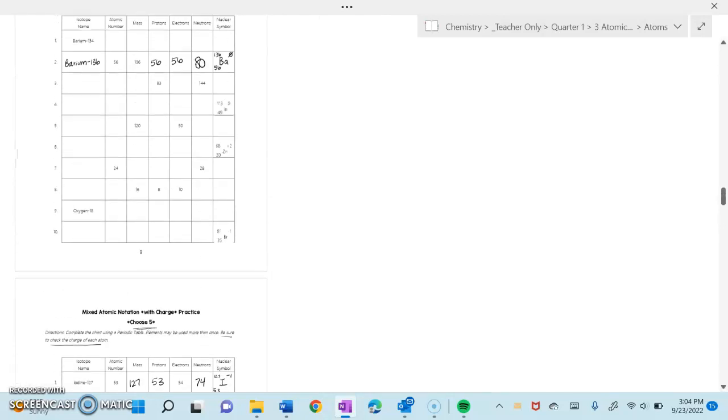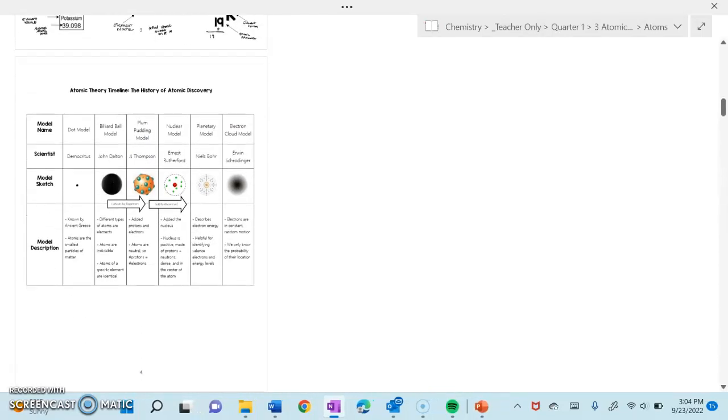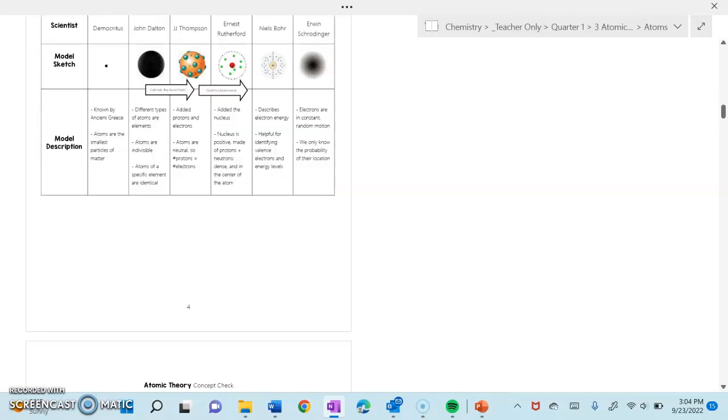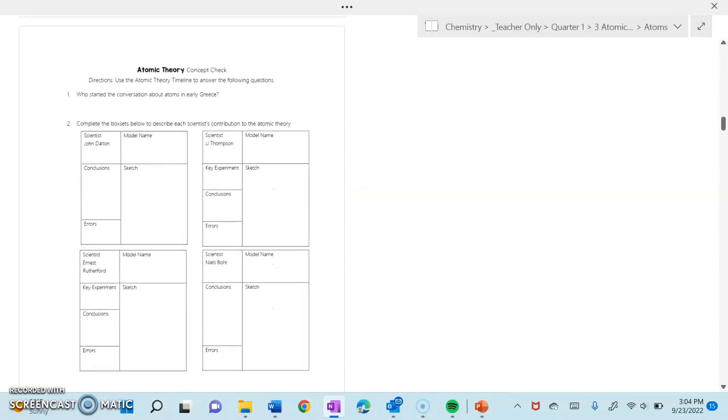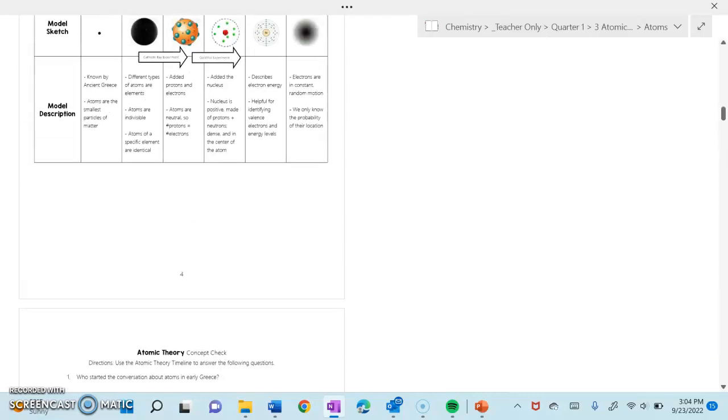That's all of our practice for today. The other page is some history. So in part 1, we looked at the 2 different experiments, cathode ray and gold foil. Use this timeline to complete this concept check over the timeline and the different scientists and models.